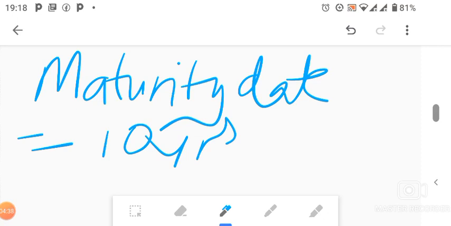So those are just terms you need to know. They'll be used very much in this topic, so it's best to be well conversant with these terms: coupon rates, par value, and this third term, maturity date. Now let's get into it and see how bonds are computed using calculations.